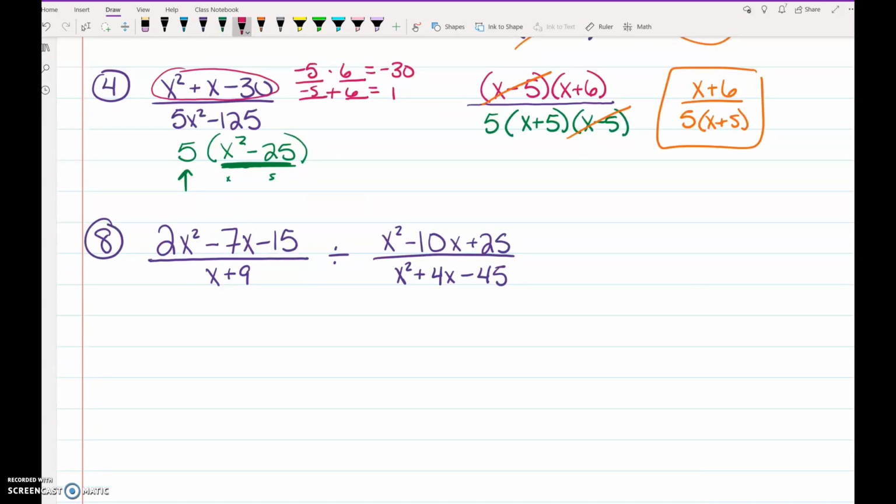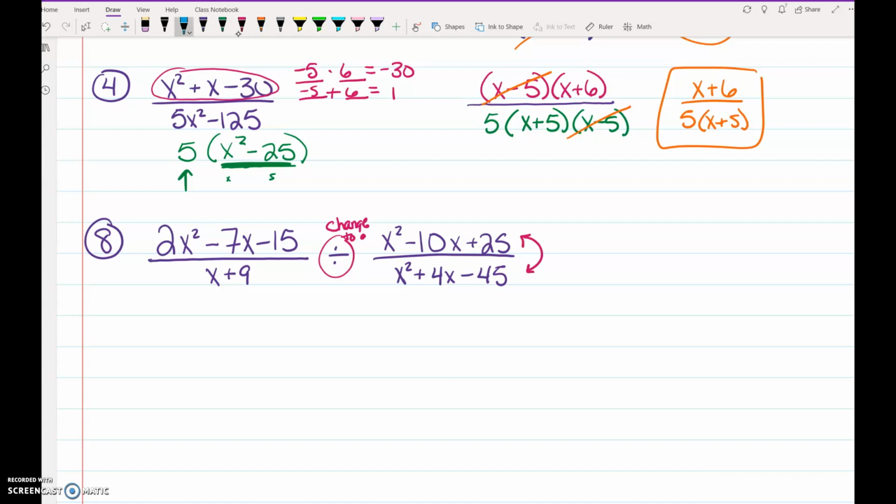On number 8, we have to factor everything. We also have to remember how to do a division problem where we keep the first fraction the same, change the sign to multiply, flip the second fraction. So this is going to be changed to multiply, and we will end up having to flip that fraction.